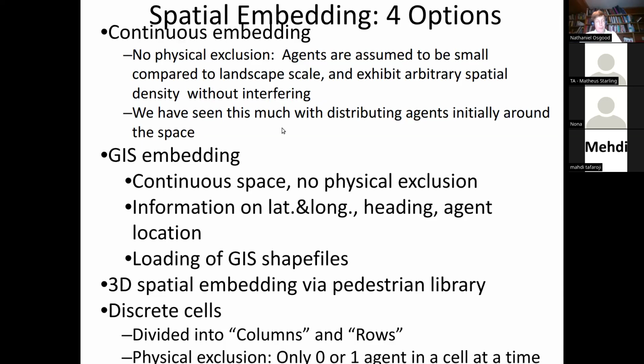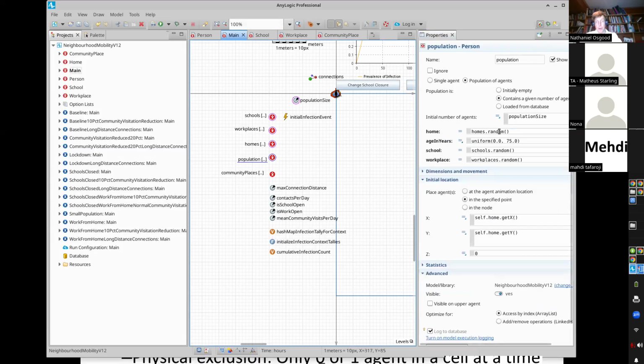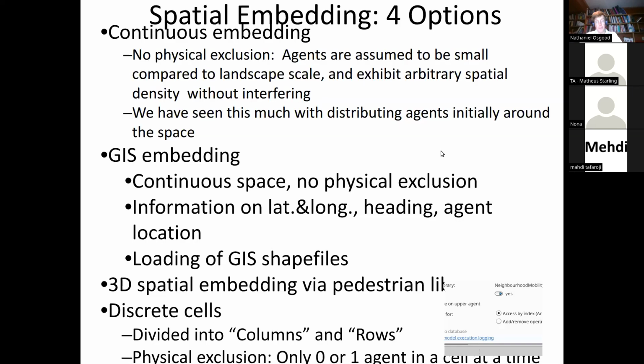There may be something about, no, I think it's just we give them a random home. We give the person a random home. We give them a random school. We're not even looking at what's the closest school. That would be very, very easily done. But right now the model is so simple, we don't do that.